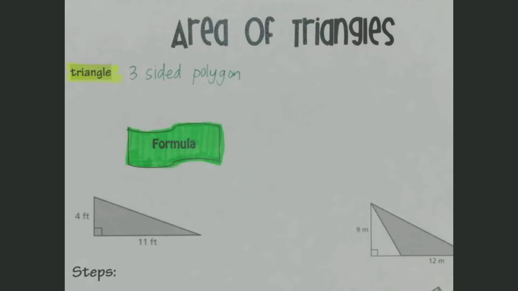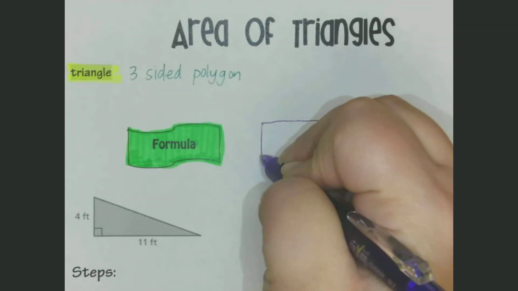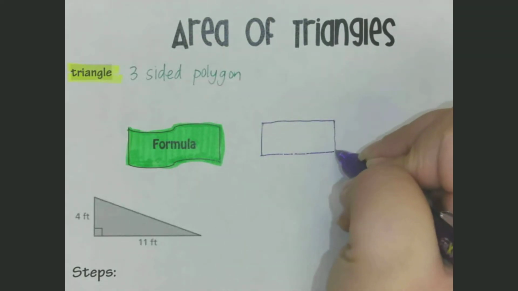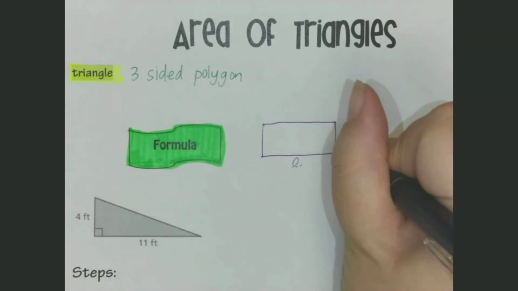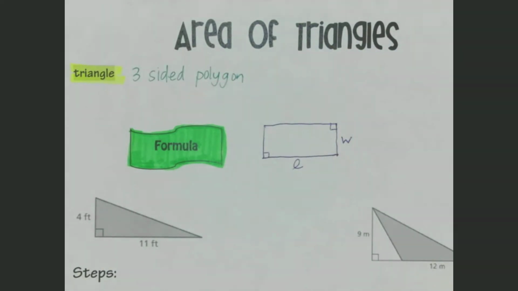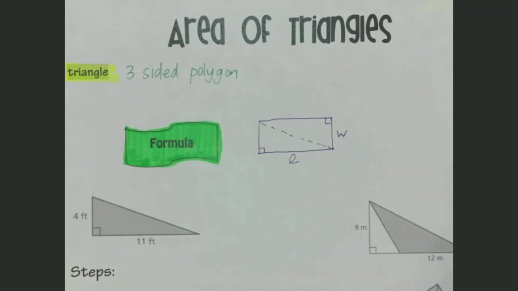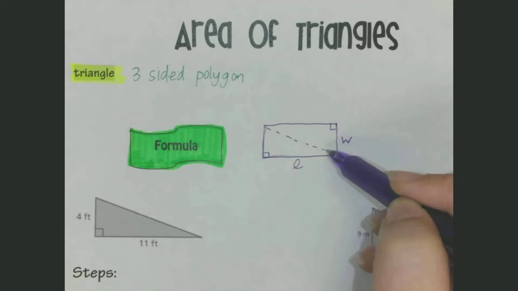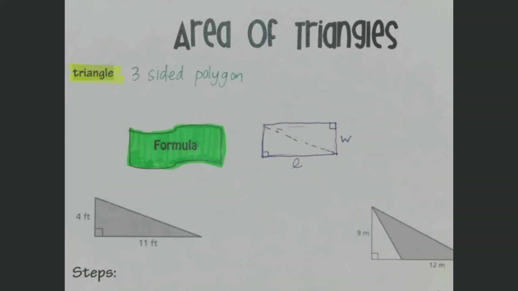So let's just jump right in, and let's talk about things that we already know from yesterday. So if I have my rectangle here, and if I cut that, remember that is length times width, right? These two are both right angles. If I cut this in half, what do you notice that I have? I have a triangle here, and I have a triangle here. So a rectangle is just two triangles put together.